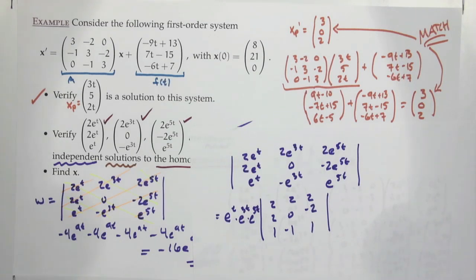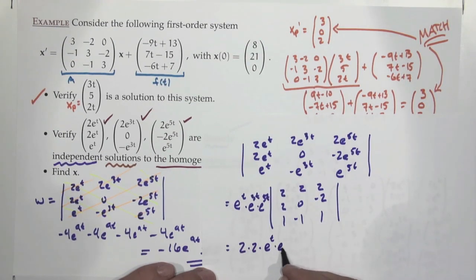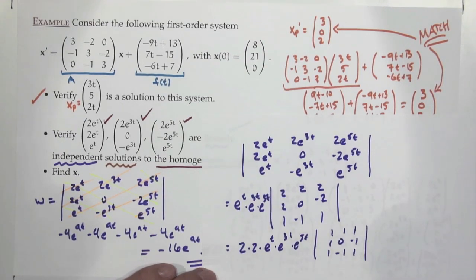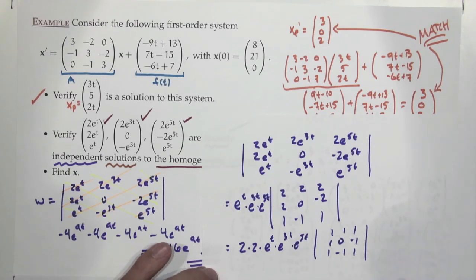But wait, we could go even further. Does this row have anything in common? Does that row have anything in common? 2. So we could pull out row stuff too. So 2, 2, e to the t, e to the 3t, e to the 5t, 1, 1, 1, 1, 0, minus 1, 1, minus 1, 1. And now people would say that seems like a much simpler determinant. And it is, but you'll get the same answer. So anyways, that was the comment.